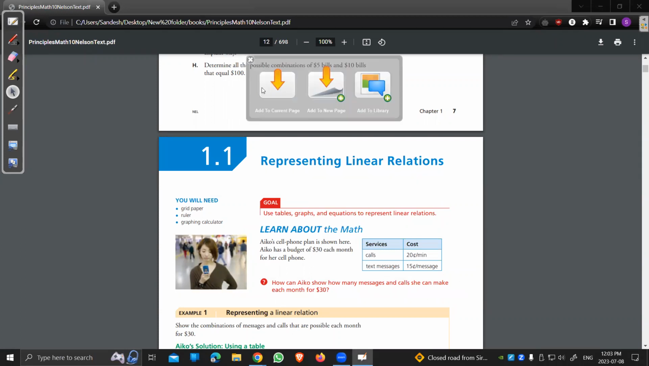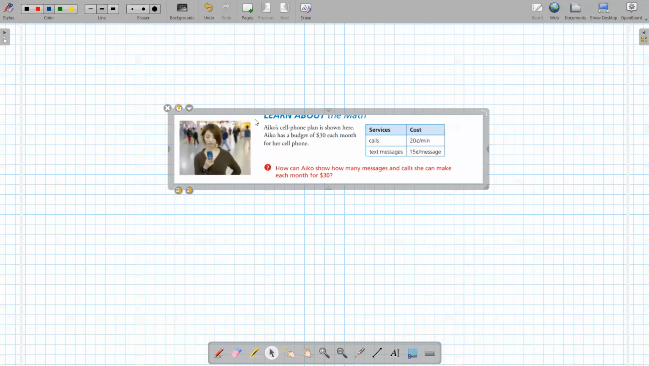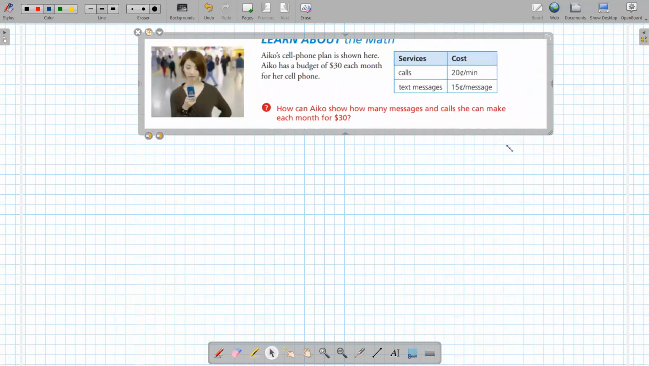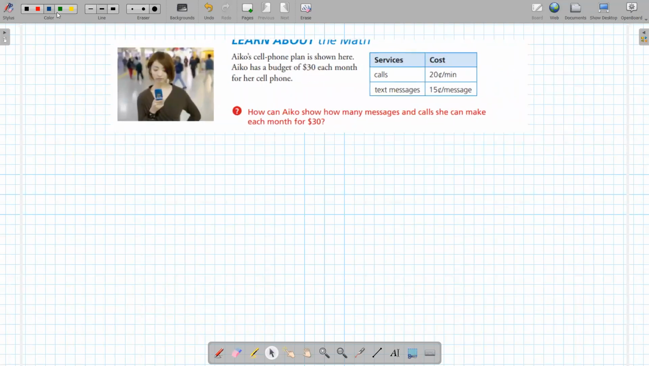Today we're going to look at some linear equations. So remember, a linear equation has this form: y equals mx plus b. This is the general form. This is also called the slope-intercept form, because the m here is the slope and b here is the y-intercept.